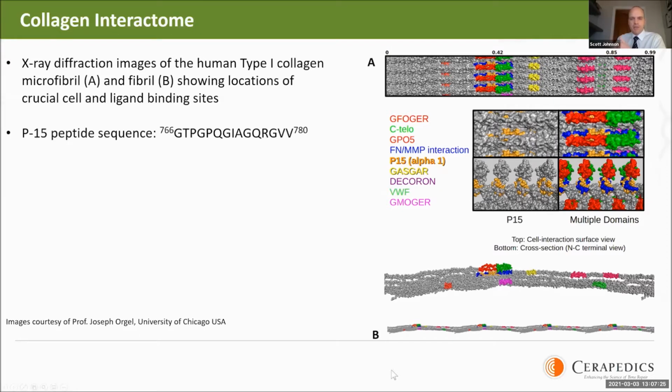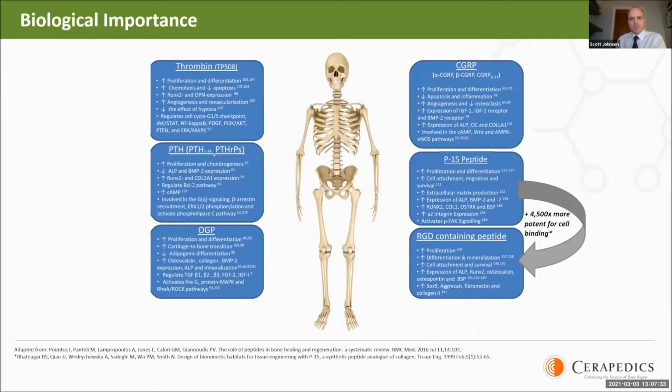P15 is an area of the type 1 collagen molecule that only becomes bioavailable during remodeling or during injury processes. And this is probably one of the reasons why P15 is so much more potent for cell binding compared to some of the other peptide sequences. It's really seen as an emergency binding site.